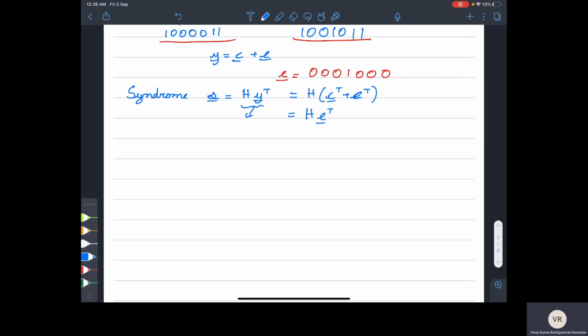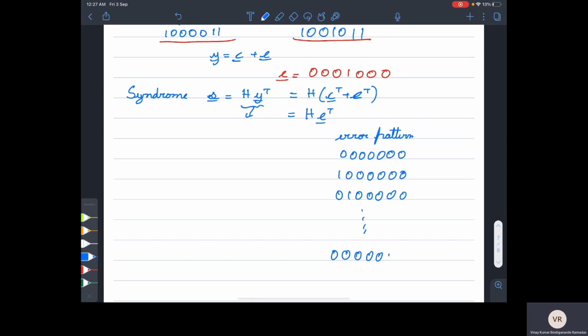Now we already mentioned that the Hamming code can correct all patterns with a single error, right? So the error patterns that can be corrected are of this form. Similarly, till okay.